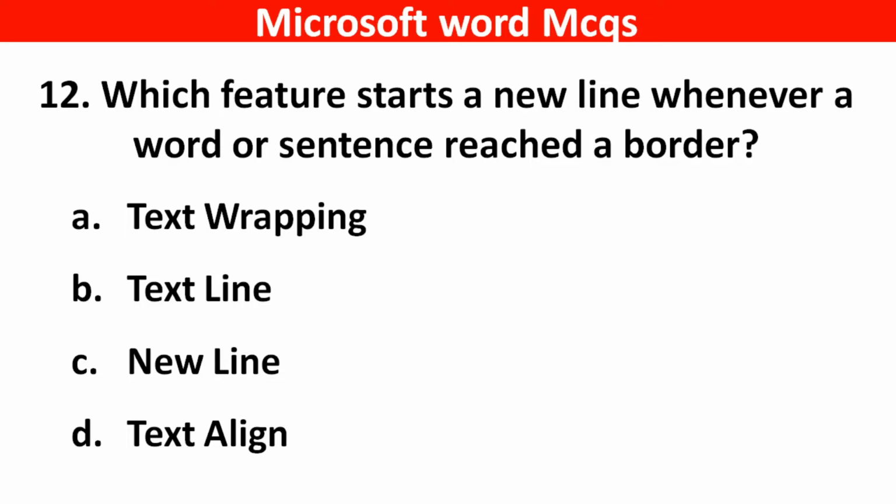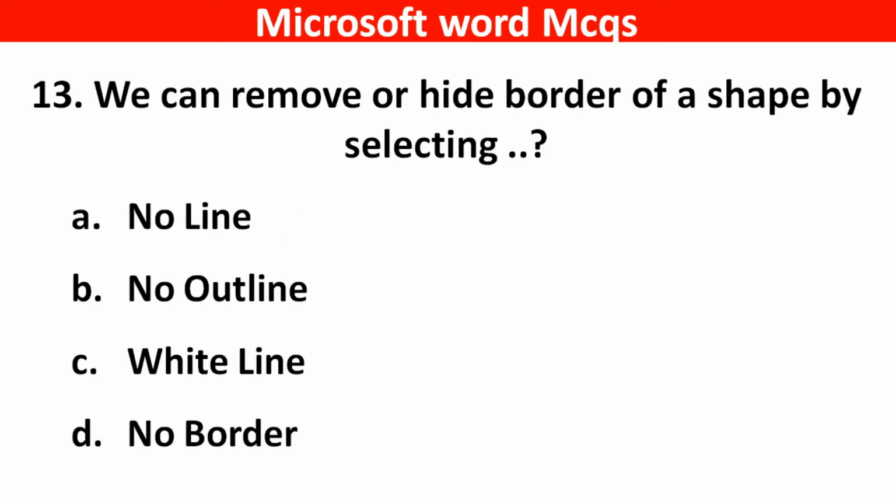Next question, which feature starts a new line when our words or sentence reach a border? Right answer is option A, text wrapping. Next question, we can remove or hide borders of a shape by selecting? Right answer is option B, no outline.